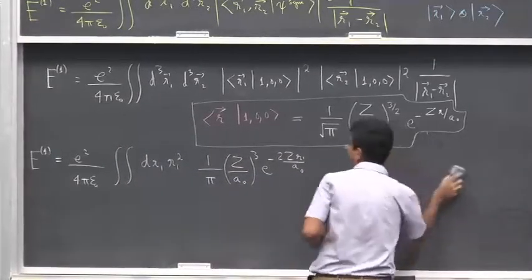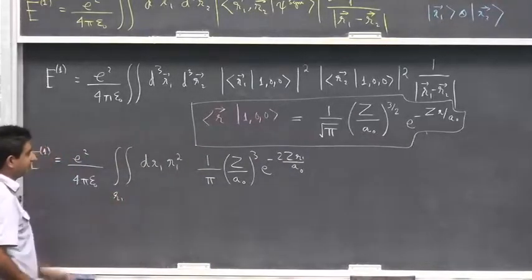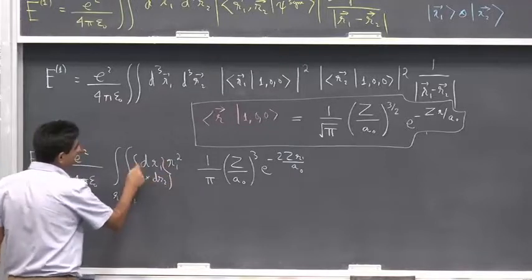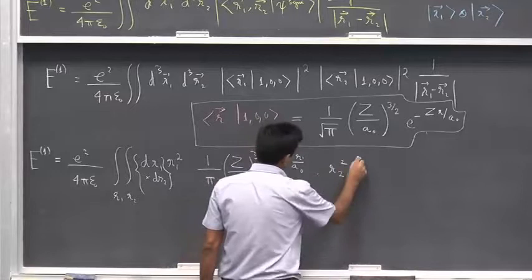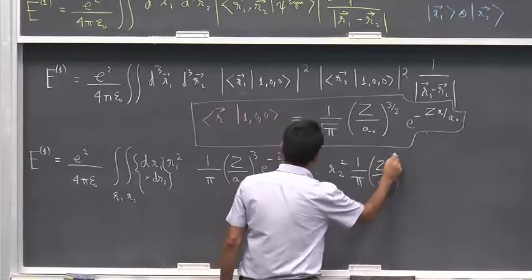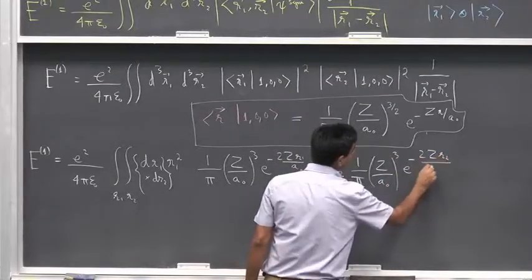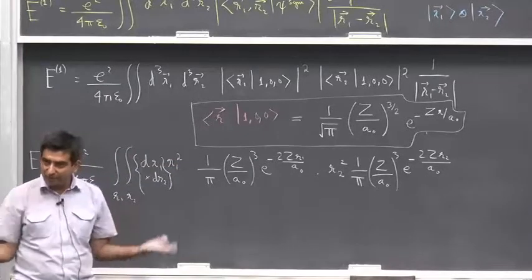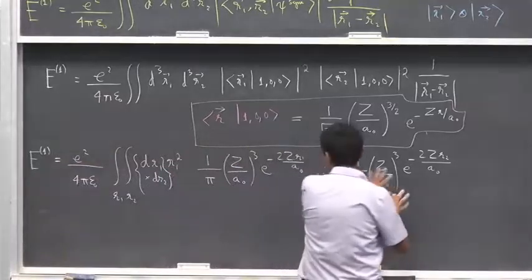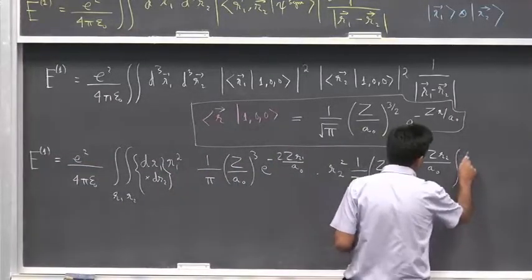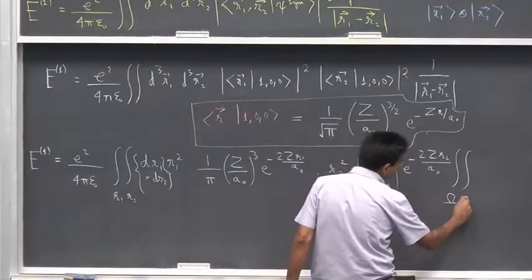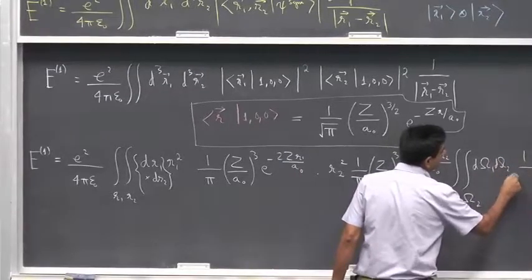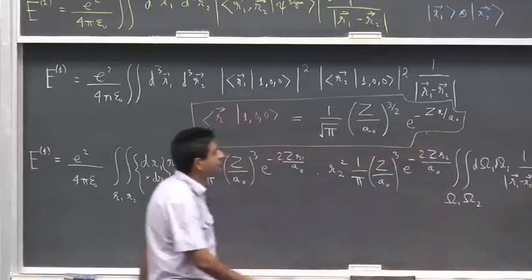First I do the radial integrations. So I'm summing over r1. This doesn't have any theta or phi term in here. I can sum over r2. So dr1 into dr2, into r2 squared, 1 over pi, Z over a naught cubed, e to the minus 2 Z r2 over a naught. And then I also have to integrate over the angular variables, which means I have to integrate over the solid angle. There's no angular information here. I write the integrals over the first solid angle d omega 1, second solid angle d omega 2, and I also need to have 1 over r1 minus r2. So this is the integral that we need to calculate.